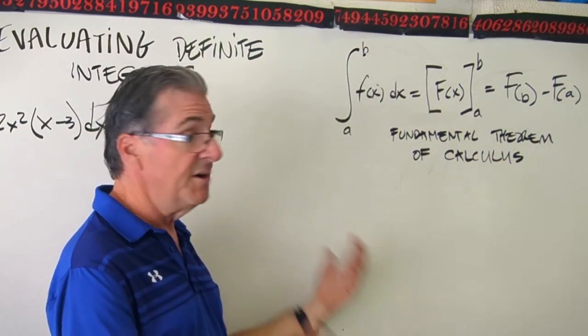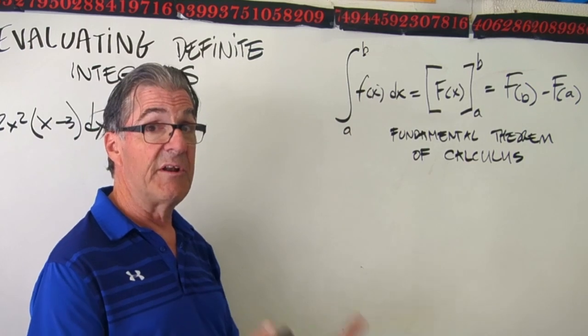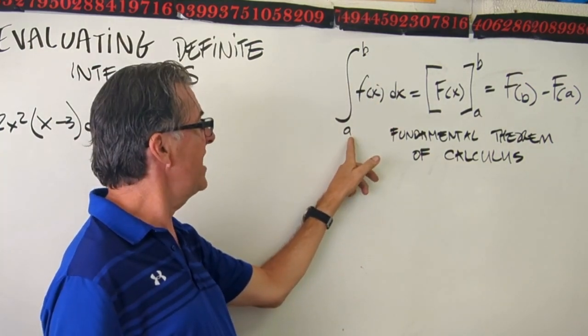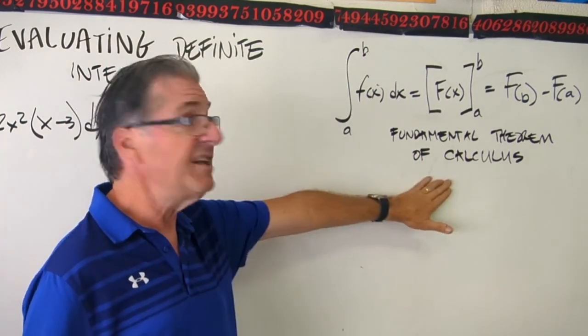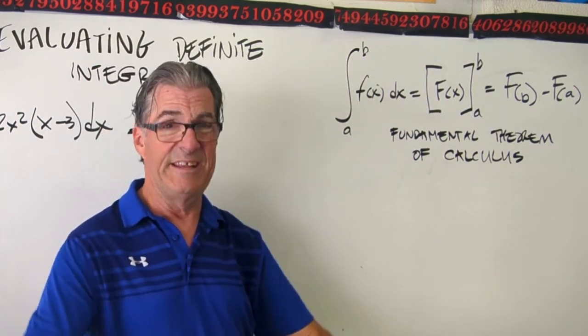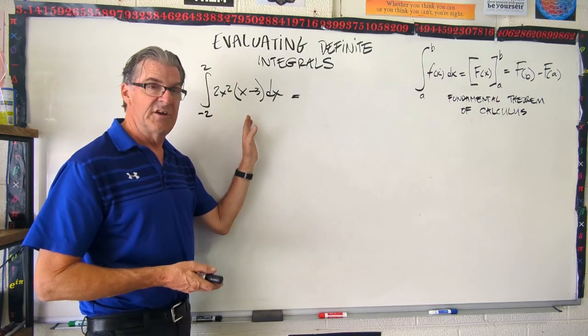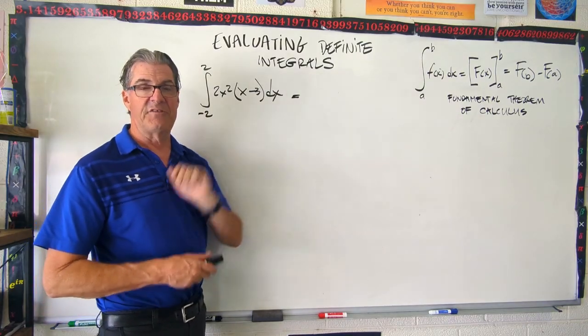So if we're looking at a geometric situation, we're going to find the area under the curve of f of x from x equals a to x equals b. So that's the fundamental theorem of calculus, and that's underneath all of these problems. So as I walk you through this, we're going to keep referencing that theorem.